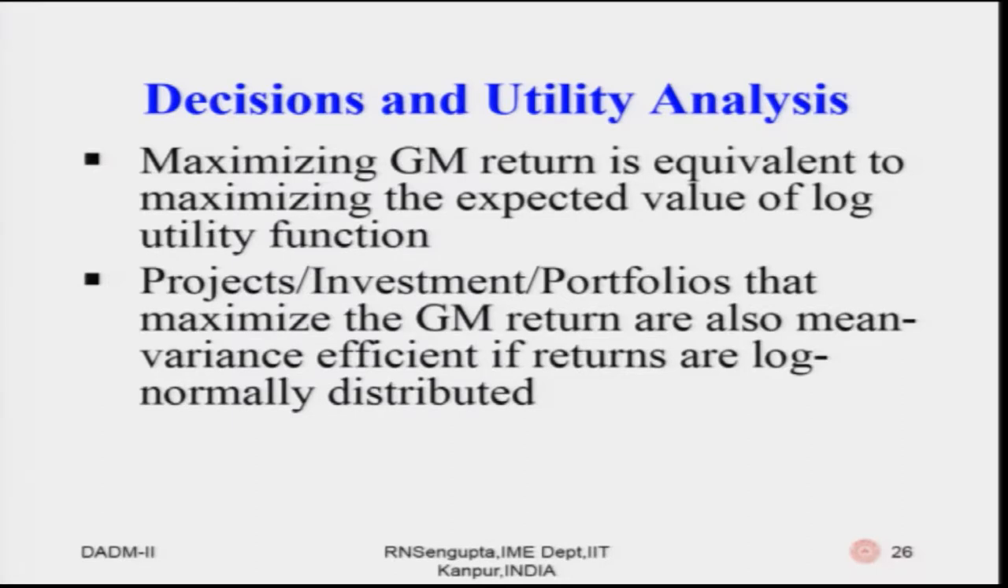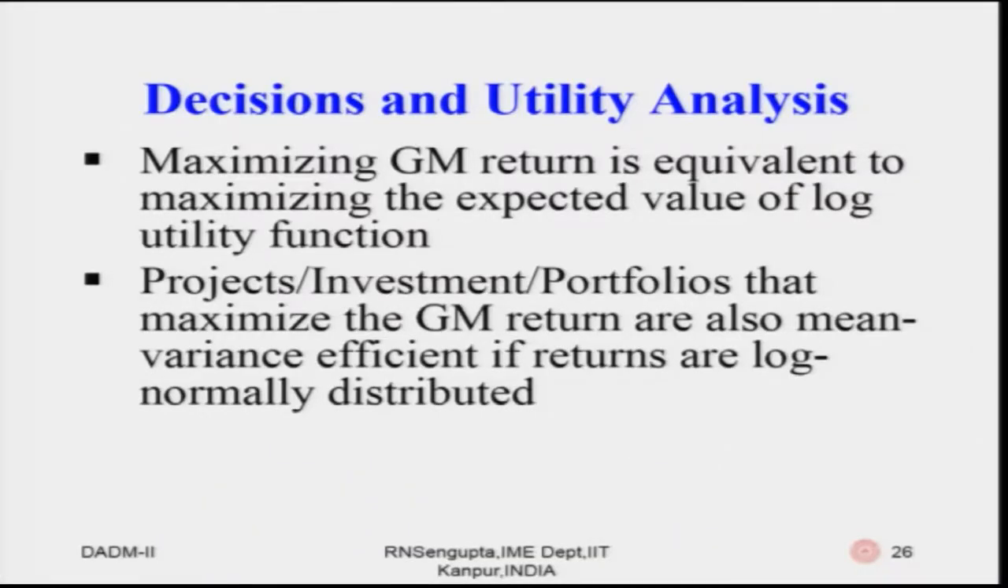If you remember, in the initial case what we considered was a utility function which was quadratic. And I also mentioned that the returns, based on the fact that the utility functions are quadratic, would be considered normal, and this is an if and only if relationship, meaning both-way implications. So, here you have the geometric mean, and maximizing the geometric mean return is equivalent to maximizing the expected value of the log utility function. So, it is now the log utility function, not the quadratic utility function.